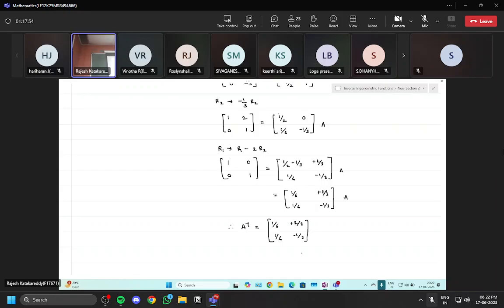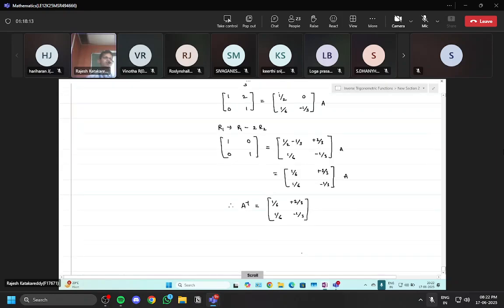Are we done? Now, let us take one example. Again, this is an example from the book. I might use different operations. Example 18, they have given rows. I'll use columns here to find the inverse. Can I scroll up? Example 18.